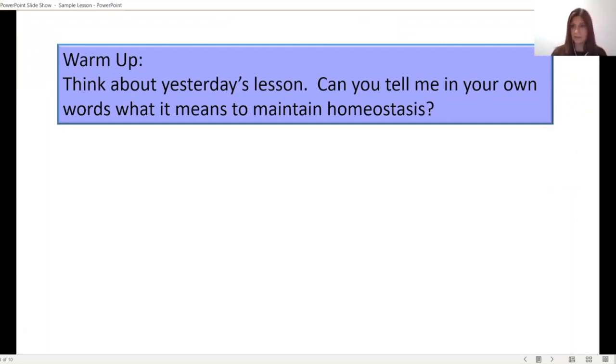Remember, if you're drawing a blank, use your resources. Check it out in your notes. You've got this. Sometimes it takes a minute, especially with a weird word like homeostasis.